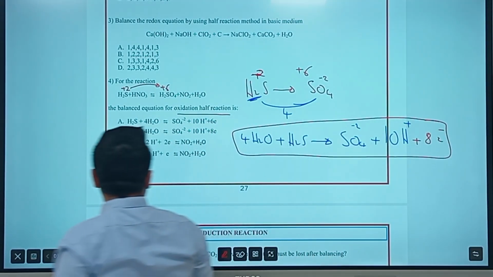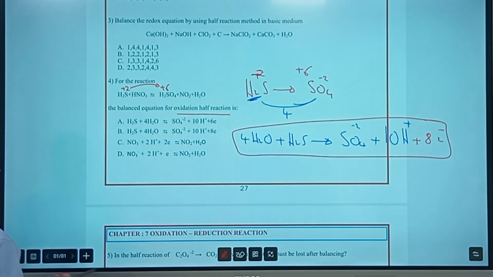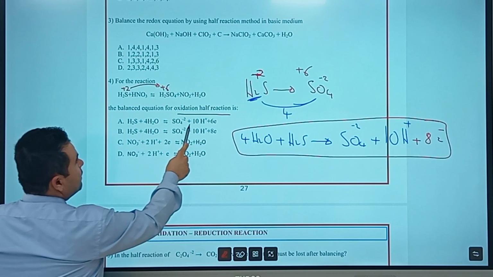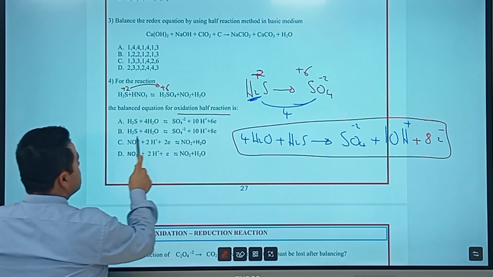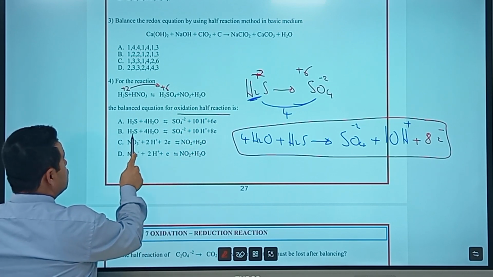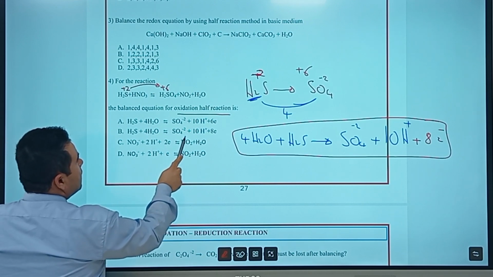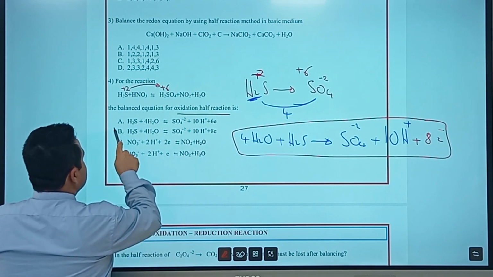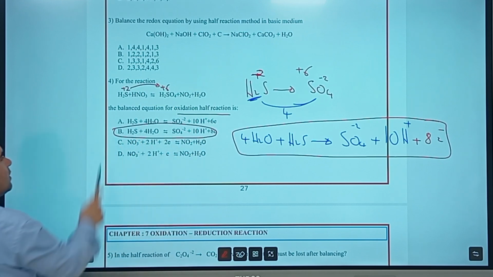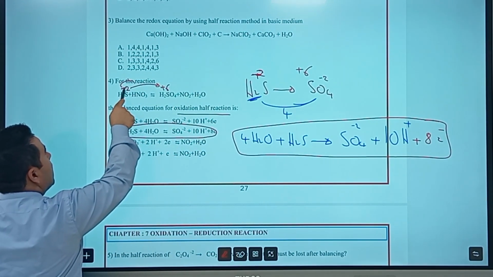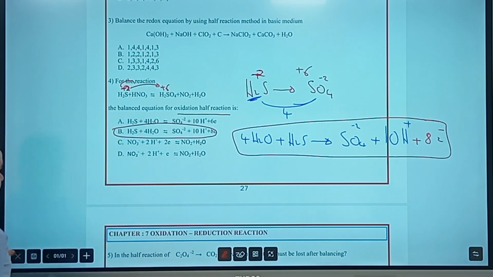Which one represents the balanced oxidation half? 4H2O with H2S, sulfate, 10 protons and 8 electrons. This B is the correct answer. That's the balanced oxidation half. This is -2, guys, sorry, it's not +2.